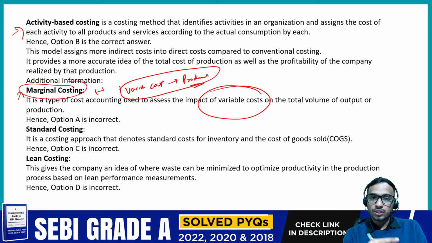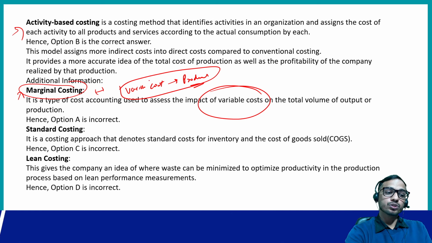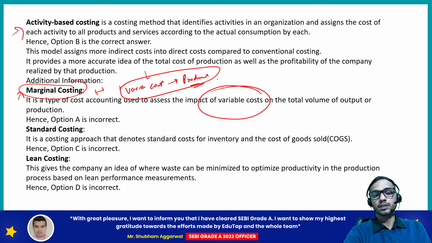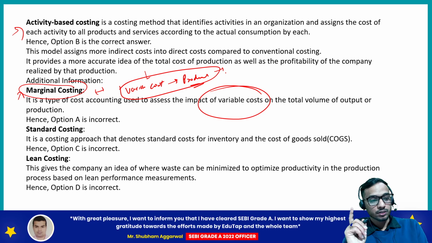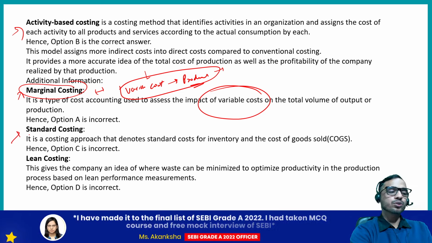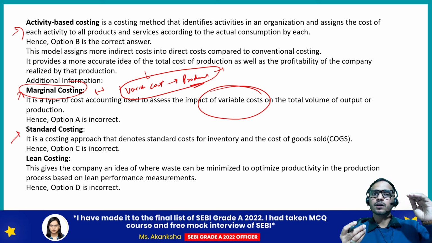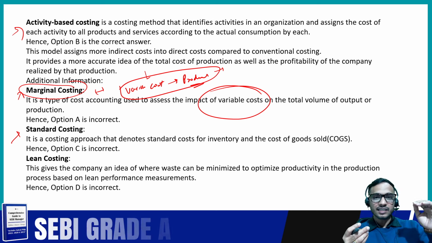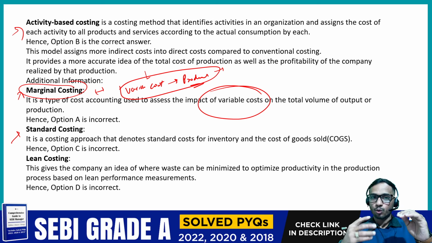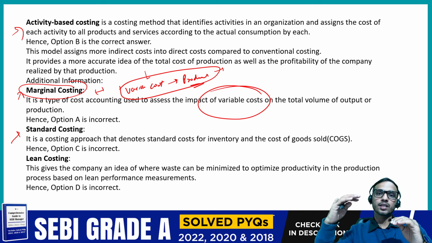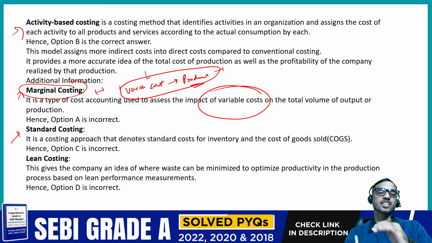But in marginal costing, only this question can be asked directly: in which type of costing is only variable cost considered as product cost? Please remember this. And what is standard costing? Standard costing is very easy. You have a predetermined limit, and then you compare it with actual cost, and then you control your cost as per the set standard. This is what standard costing is.